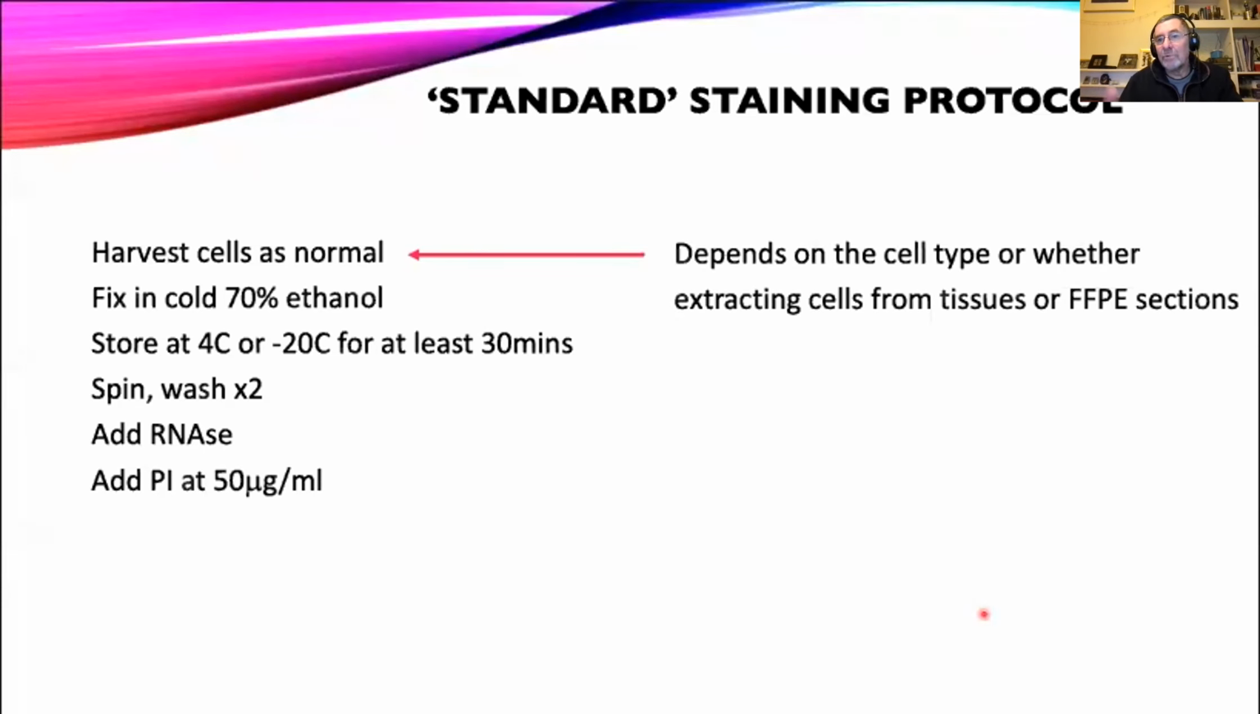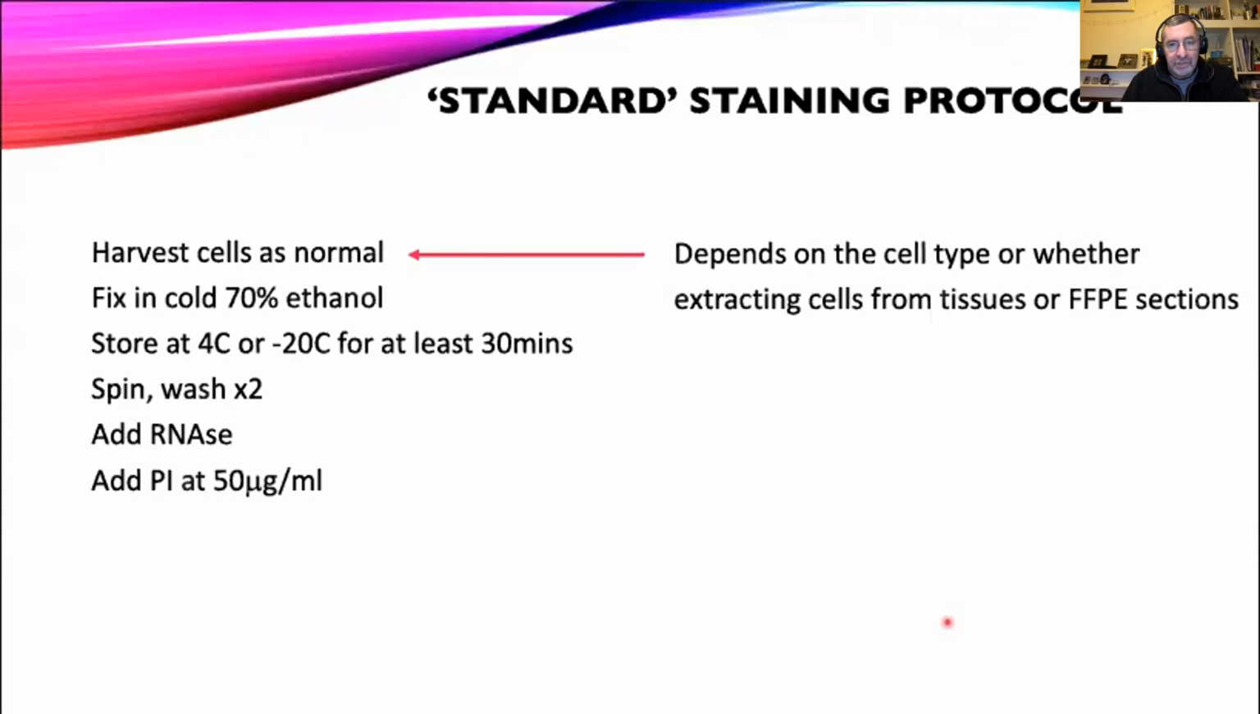I've glibly put here, harvest cells as normal or as usual. Of course, that depends completely on the cell type you're using or the type of tissue you're using. If you're using suspension cells or peripheral blood, your harvesting is going to be very different to if you're using adherent cells, or if you're taking cells out of paraffin wax, or if you're taking cells out of a tissue in an animal. This is your realm, though. Generally, our users are best placed to do their sample preparation. And sometimes that can take quite a lot of time, because remember, we need a single cell suspension for flow cytometry.